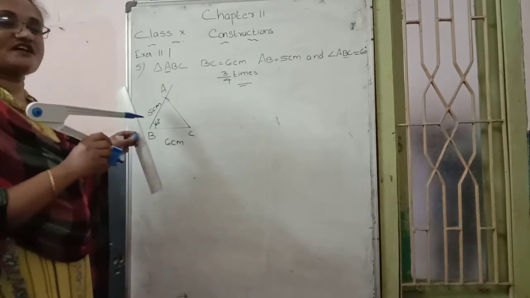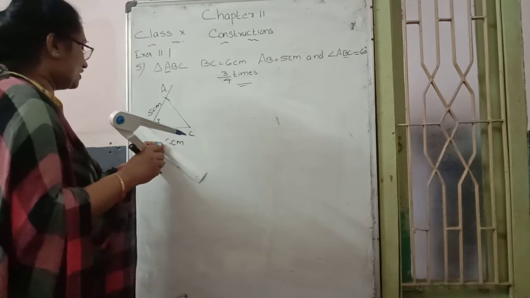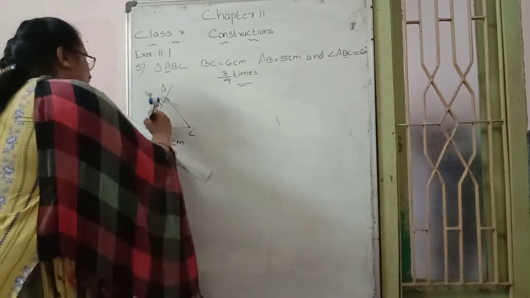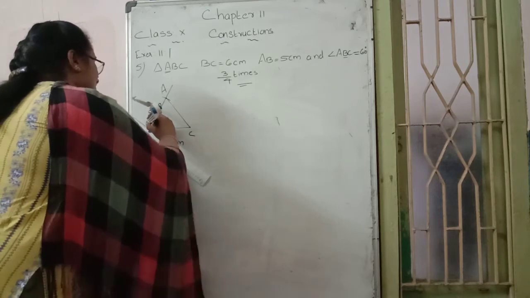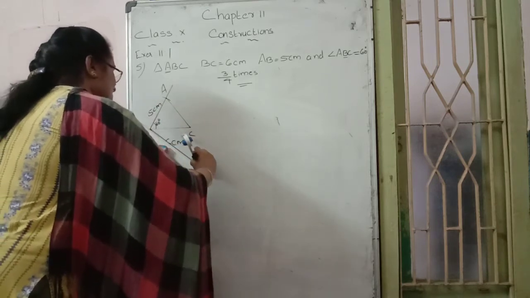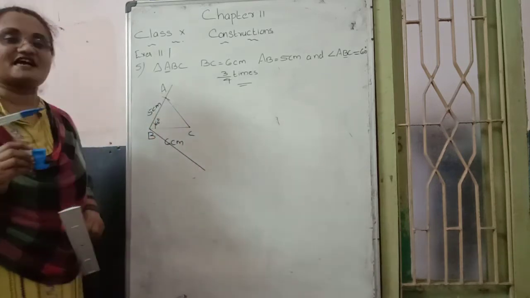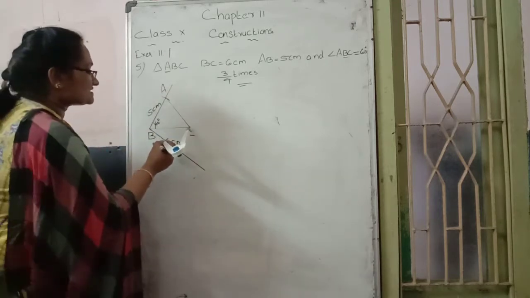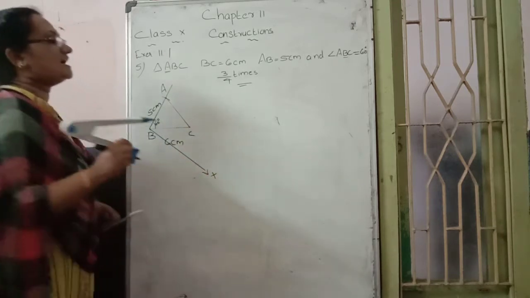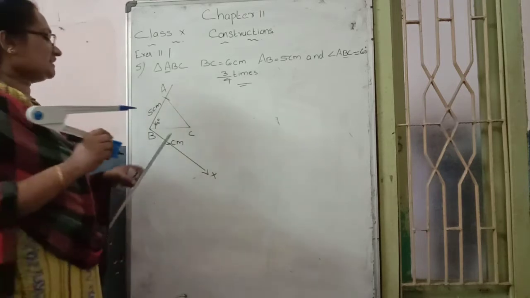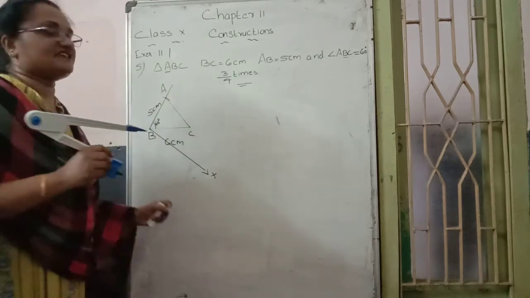Next process, what do we want to do here? Draw an acute angle. No measurement, nothing, just simply draw an acute angle. Angle CBX is the acute angle, and BX is the ray.